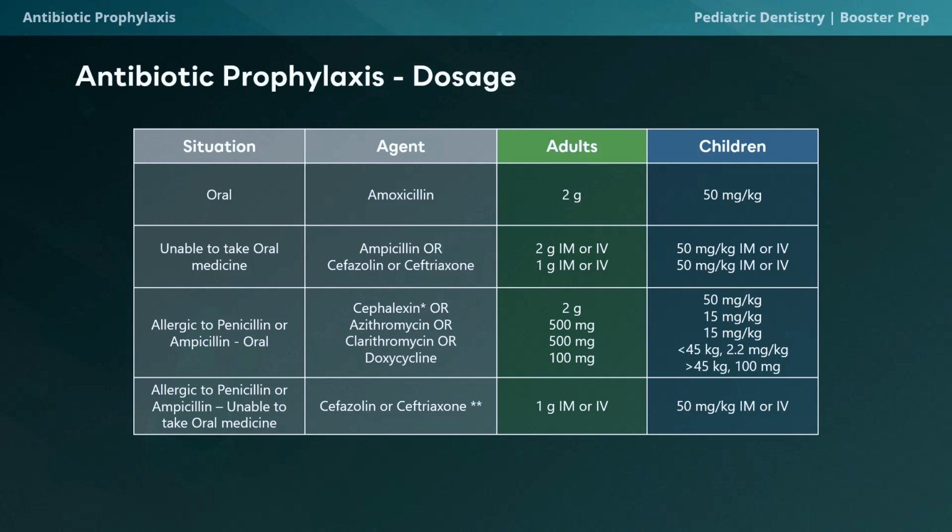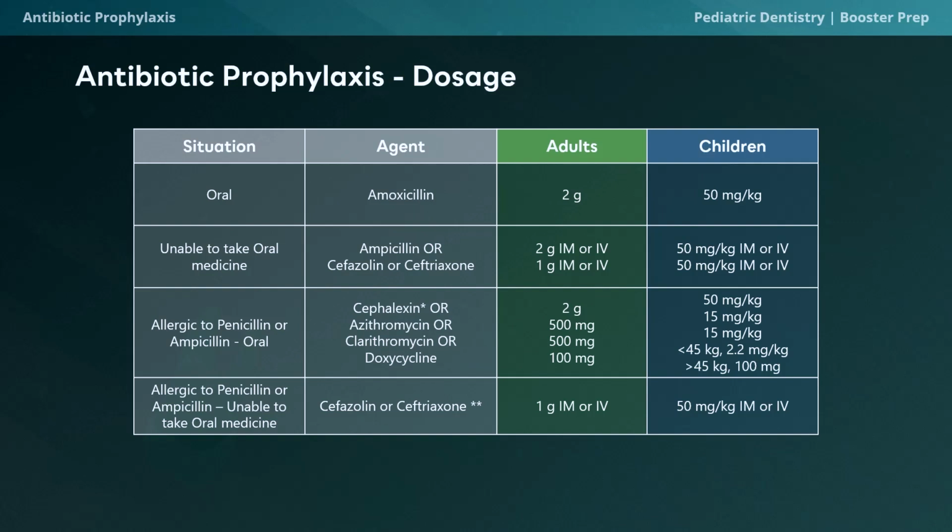This table shows the antibiotic regimens for dental procedures, and typically a single dose is required 30 to 60 minutes before the procedure. Some abbreviations noted here: IM indicates intramuscular and IV indicates intravenous. One star means that there's another first or second generation oral cephalosporin in equivalent adult or pediatric dosing. Two stars means that cephalosporins should not be used in an individual with a history of anaphylaxis, angioedema, or urticaria with a penicillin or ampicillin.